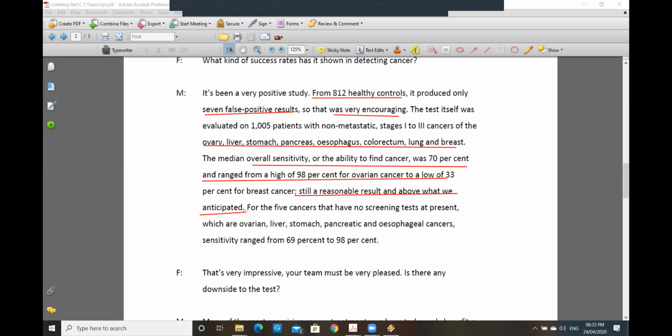And particularly because of 5 cancers which cannot be tested by other tests, in that also this particular test showed a sensitivity of 70 to 98%. So all the statistics that he gave out were very, very positive. His tone was quite excited while describing. See that, ma'am, the response in that below line, that's very impressive. Your team must be very pleased.